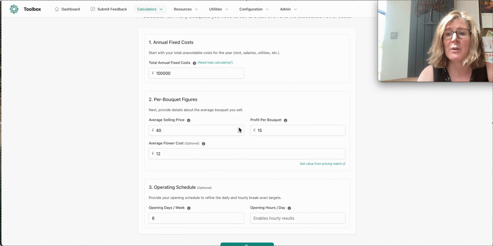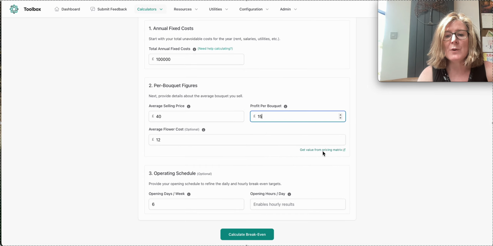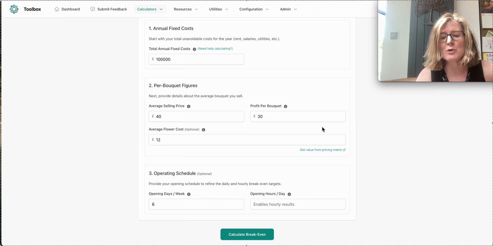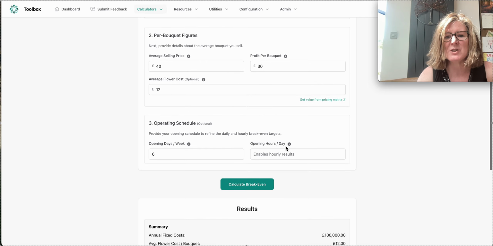If you don't know how much profit you're making, hopefully you'll know what your average bouquet is. If you don't know what profit you're making per bouquet, you can get this information from the pricing matrix. However, do just remember to add back in the labour portion, because in your operating costs, you've already covered your labour and things. Otherwise, you're double accounting for it.